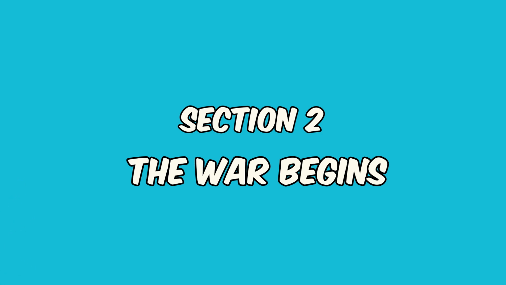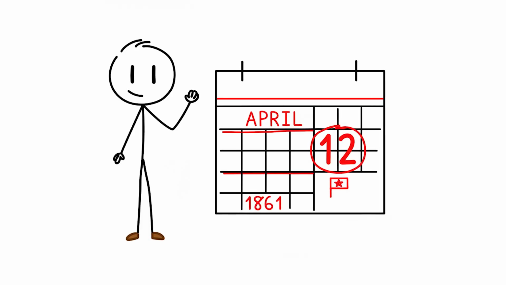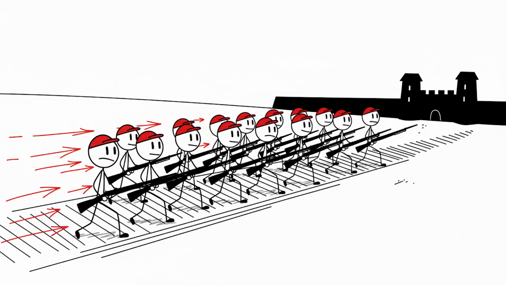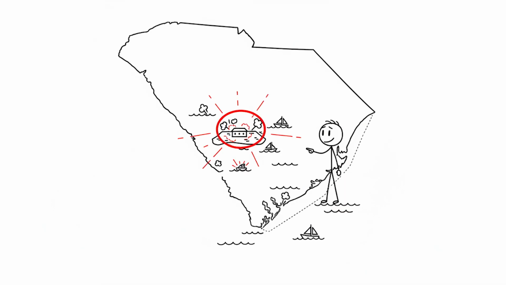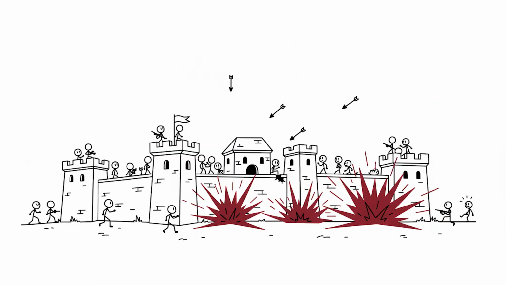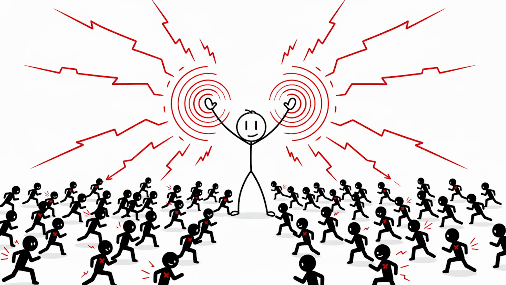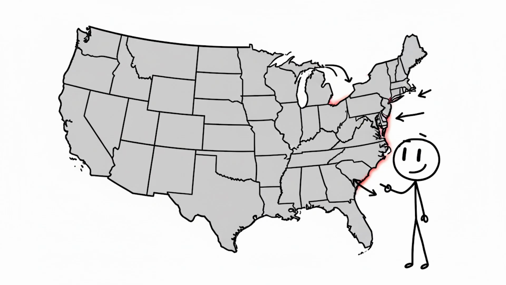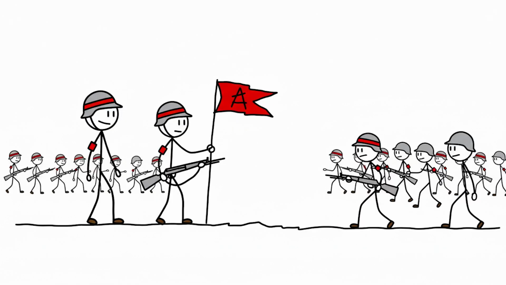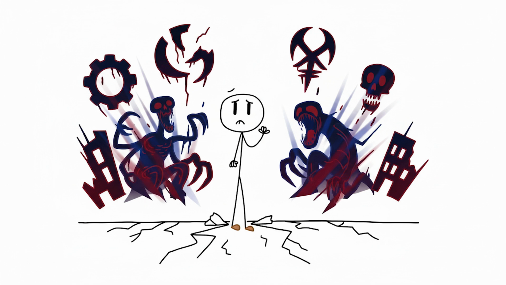The war begins. On April 12, 1861, Confederate forces fired on Fort Sumter in Charleston Harbor, the first shots of the Civil War. Lincoln responded by calling for 75,000 volunteers. More Southern states seceded. The war had officially begun, and almost no one knew how devastating it would be.